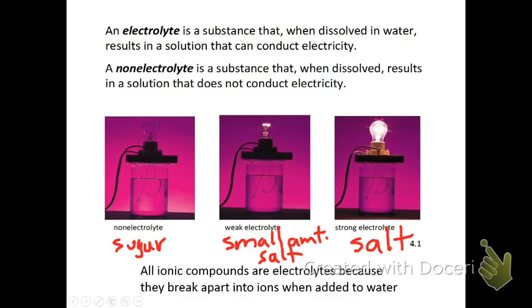Okay, so if you look, I've written a few words in here. If you look at the very bottom, one of the things it says is that all ionic compounds are electrolytes because when they go into water, they break apart into ions. So like sodium chloride, potassium chloride, rubidium bromide. Anything that's an ionic compound will conduct electricity, and they are considered electrolytes because they dissociate or they get solvated when they go into water.